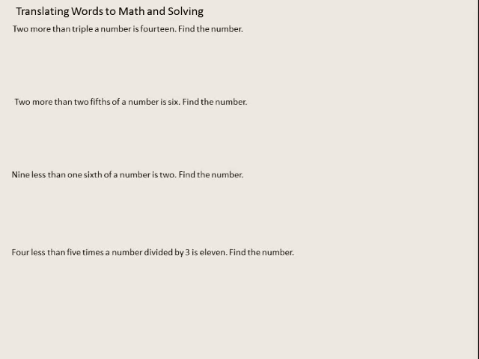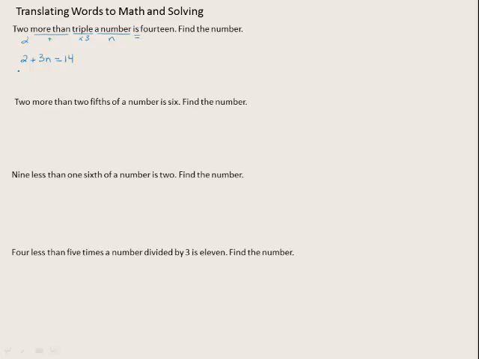Okay, so translating problems to math and solving. We have 4 example problems, and we want to go through these and break them down, turn the words into an equation, and then solve. Okay, let's start with "more than," that was our addition. 2 more than triple a number is 14. Triple indicates multiplying by 3. A number is going to be a variable; in this case, I'm just going to use n for number. "Is" means equal. So I have 2 plus 3 times a number is 14: 2 plus 3n equals 14.